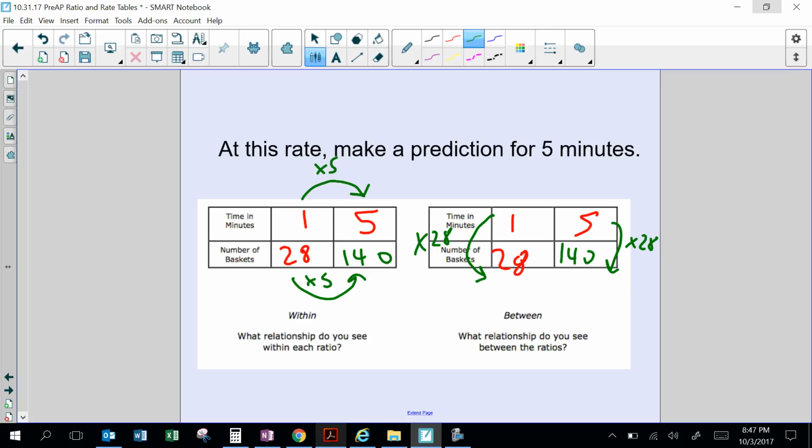Did we get the same answer no matter which way we did? We did. So if you see things from left to right, then you would do it within. However, if you see it from an up and down perspective, then that's between. It doesn't really matter if you know the word within or between. You just need to know that you can see things multiple ways, sideways and up and down. So we're going to practice that today.